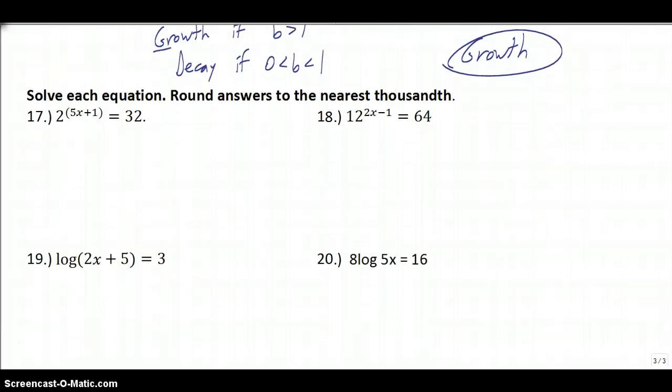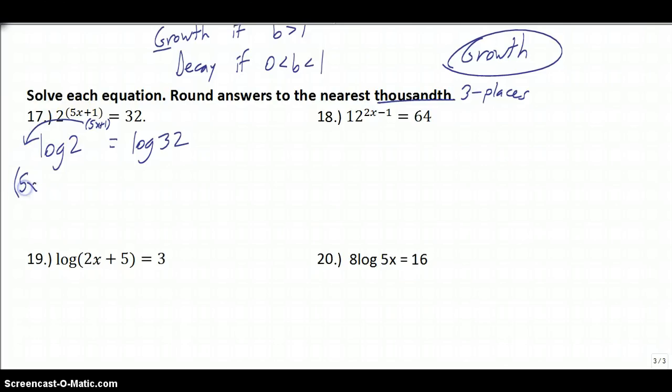And let's crack out these last four. Why not? Solve each equation. Round answers to the nearest thousandth, 3 decimal places. Okay? So 2 to the 5x plus 1 equals 32. Since it's exponential, I'm going to log it. Log both sides. So we've got that. So the 5x plus 1 can come out front. So 5x plus 1 times log 2 equals log of 32.